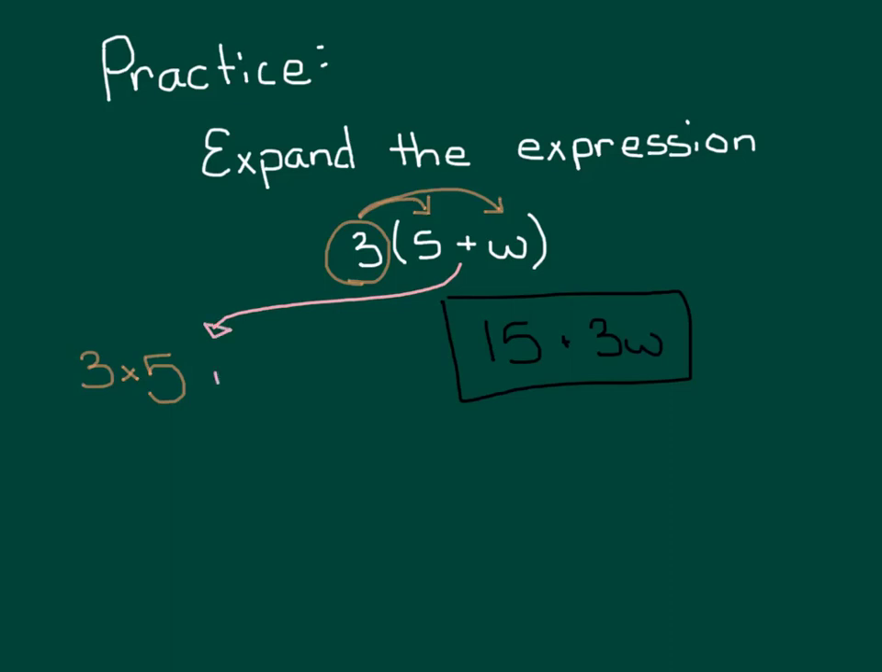So my sign is going to be just the same, and then I'm going to take that 3 again, and I'm going to multiply it by that w. So I get my 3 times w. 3 times 5 gives me 15. I'm bringing down my sign. It doesn't change. And then I'm looking at 3 times w, so I get the 3w in its place. So that's why our solution is 15 plus 3w.